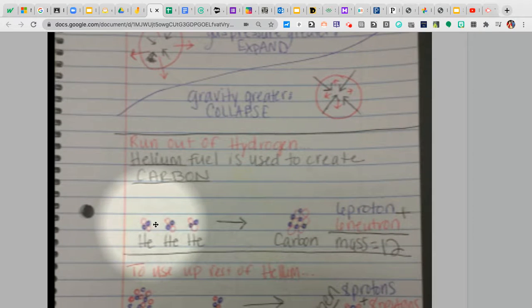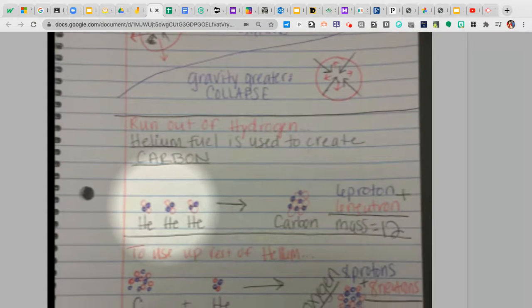3 heliums make 1 carbon. All right, and that's where for carbon is 6 protons and 6 neutrons. Carbon has a mass of 12. So you're going to see a pattern here where those elements are getting larger and larger within the star as the star is dying.